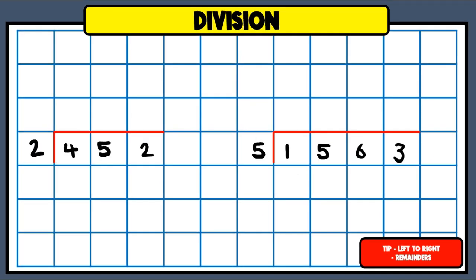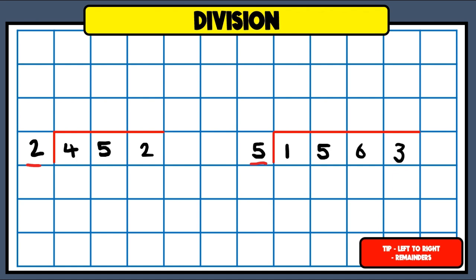Okay, now we'll look at division. So division, I love it because it's just multiplication in reverse. Every division question has a divisor. In this instance, we've got a divisor of 2, so our 2 times table, and a divisor of 5, which will be our 5 times table. So we know with these questions, we're going to be using the 2 times table and 5 times table.